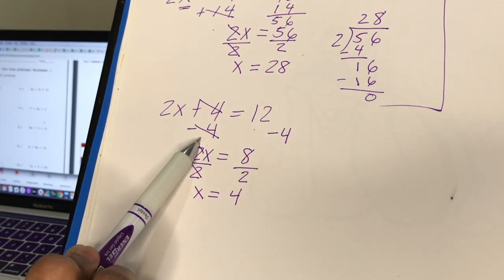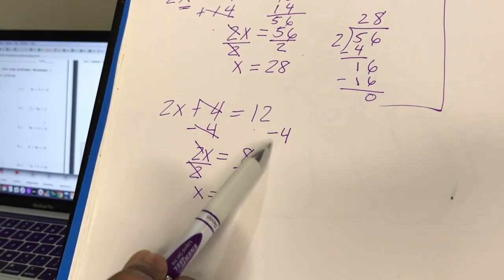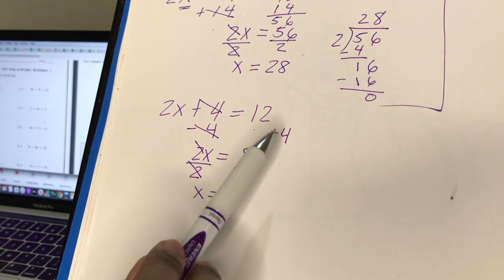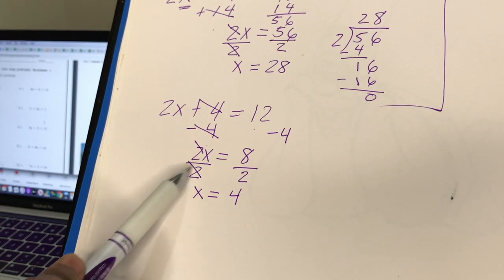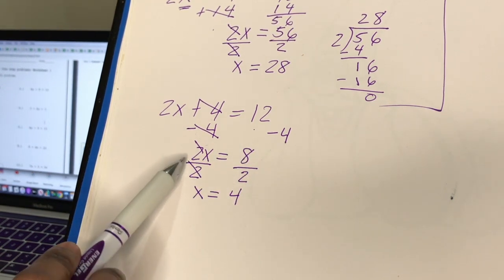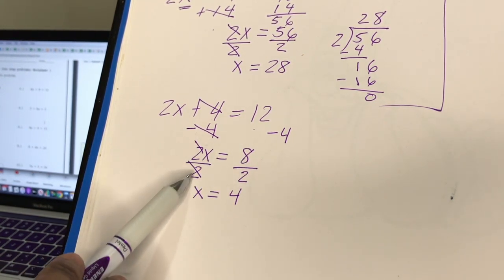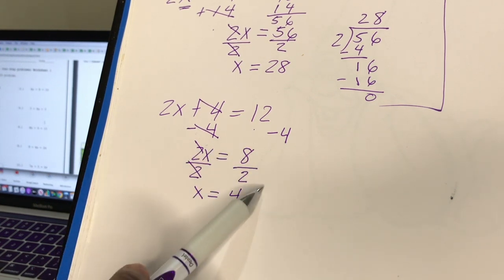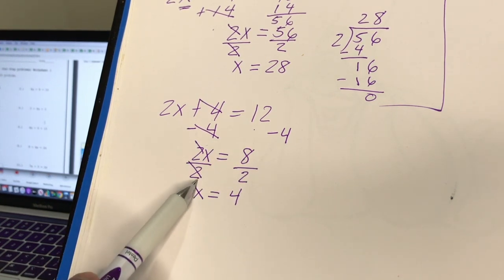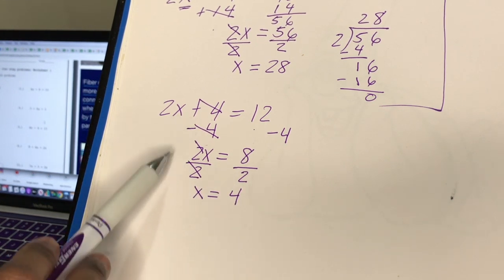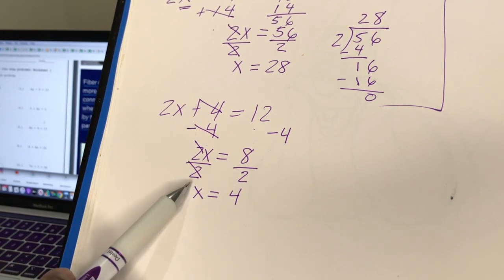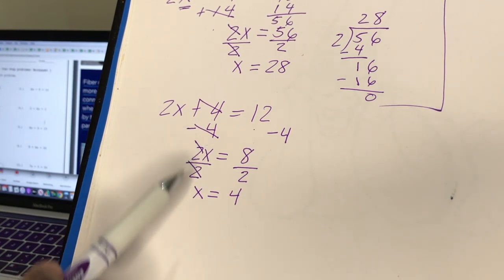If you subtract it on the one side, you have to subtract it on the other side. Okay, then you end up with 2x equals 8. We had to divide to cancel out our 2 and bring it to this side. So 2x divided by 2 equals 8 divided by 2. The 2 cancels out because 2 divided by 2 is 1. So you only get x.